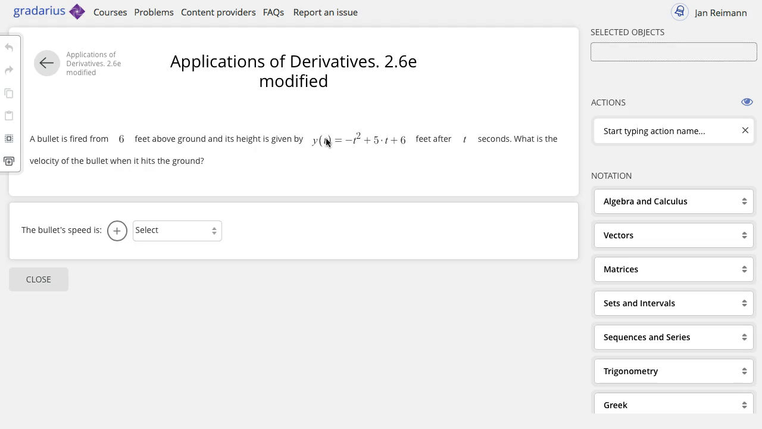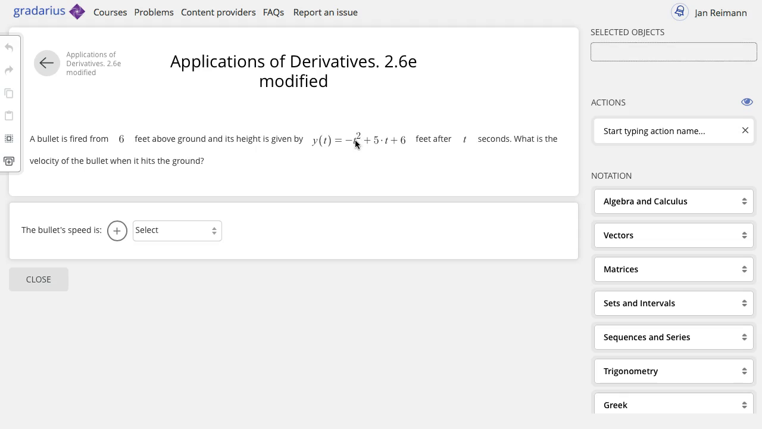So this is the height function. Now we want to have the velocity of the bullet in the vertical direction, so to say, when it hits the ground. So what do we need to solve this problem? Well, we need to find out the velocity. So the velocity is given by the derivative of this. So we need to compute the derivative. So let's do that first.